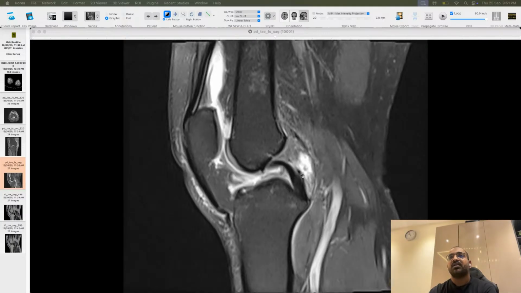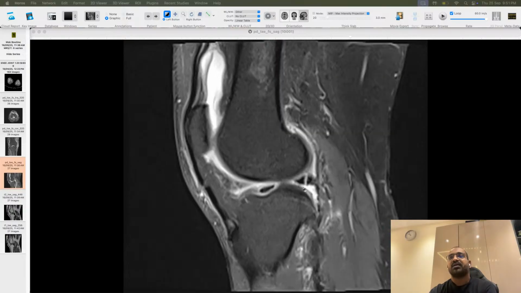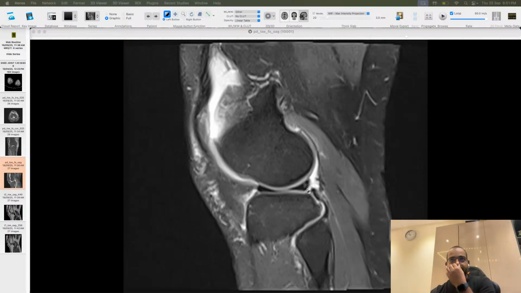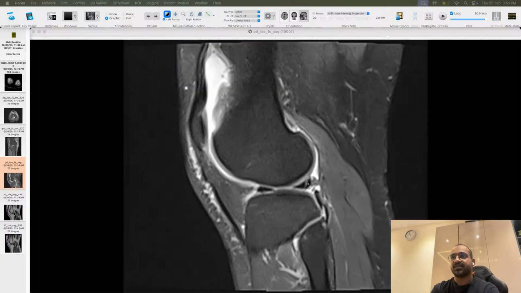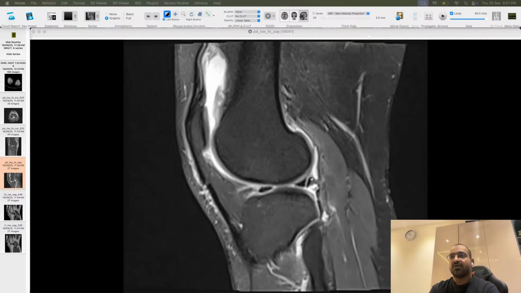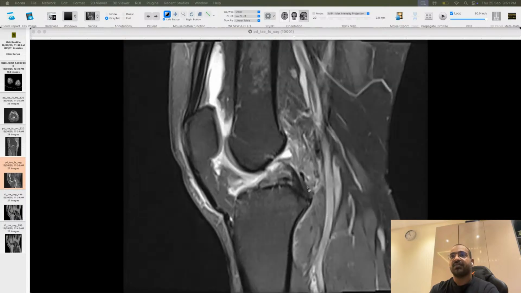If you see, this is PCL. This is posterior to this, and it's the ligament of Risberg. Usually, this ligament of Risberg is not separated from the meniscus. In this case, it got separated from the posterior horn of lateral meniscus. We see this fluid-like cleft in between.